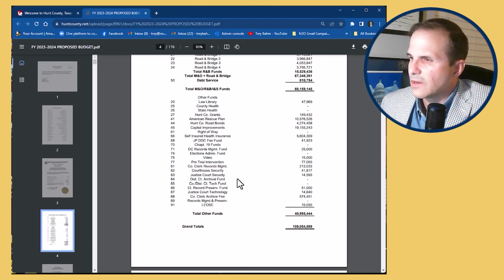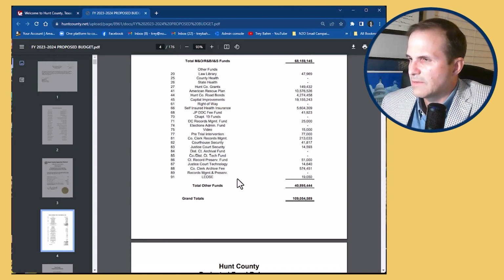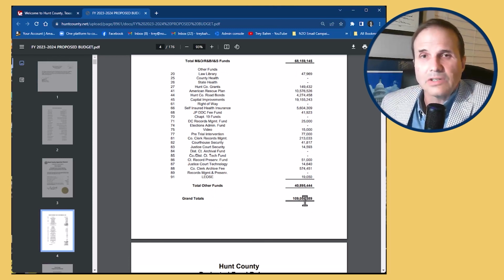But here's the grand total. Hunt County for the 23-24 fiscal year is going to have a budget of just under $110 million. Okay. That's how much your average county costs to run. And I'm sure it's similar with maybe local price variations factored in, but the same pretty much all over the country.